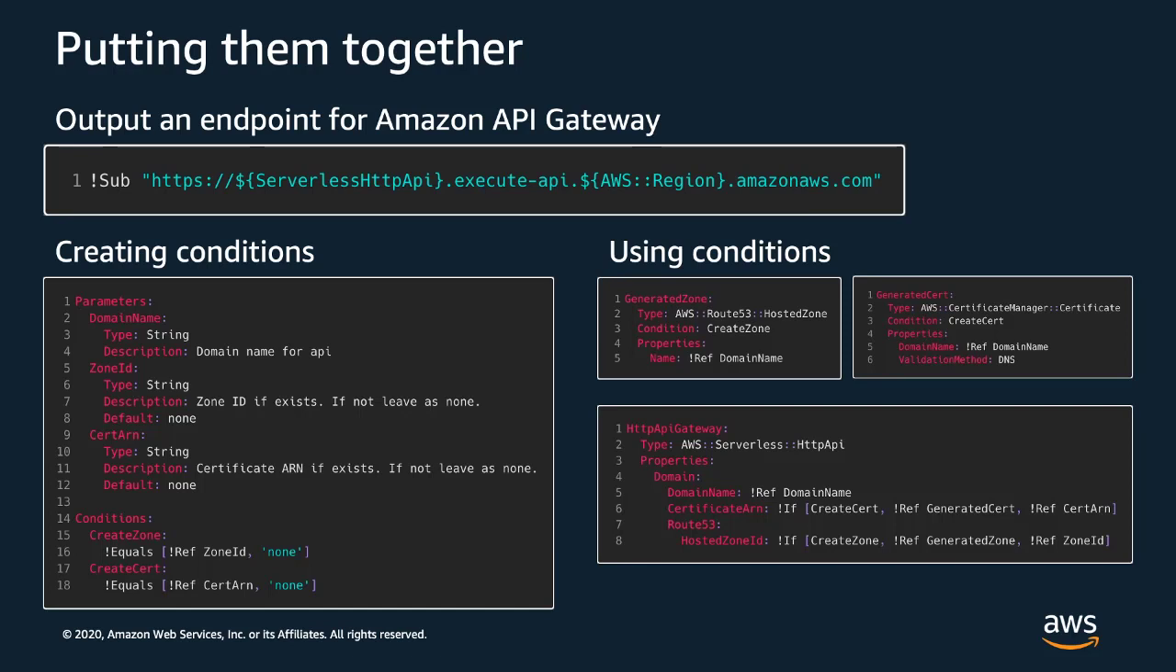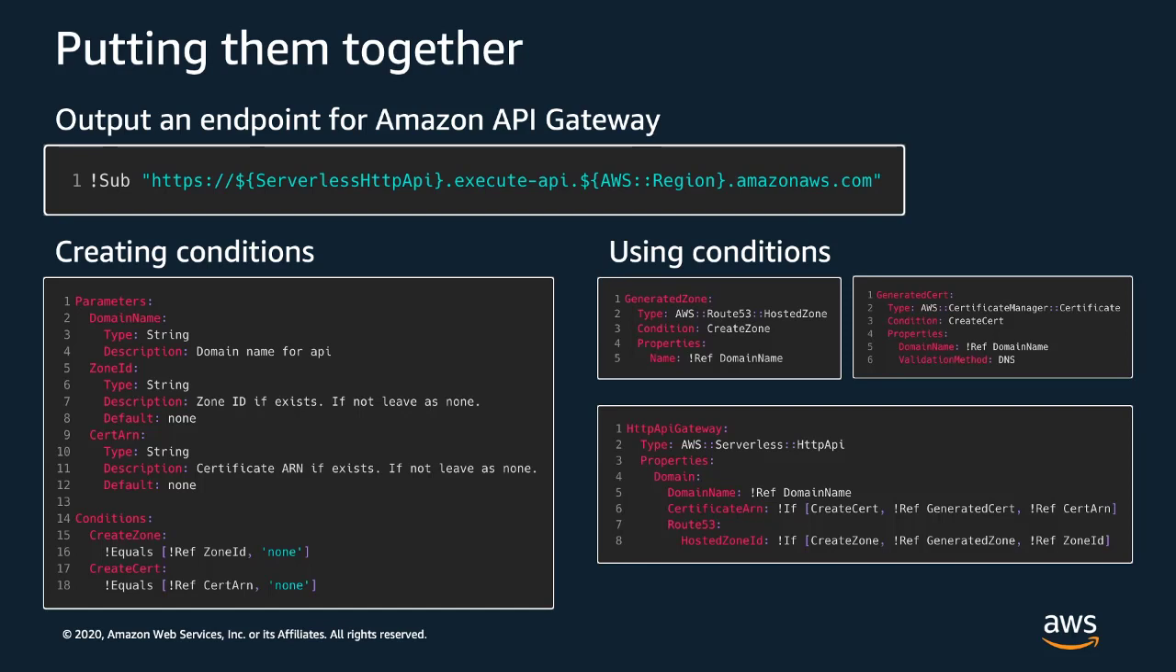And then down within the template, I can use those conditions. One example is if I'm going to generate a zone, I'm going to add a condition. I'm going to say, hey, if create zone is true, then generate a zone for me. And that's what happens here. Same with generate cert. If the condition of create cert is true, then I'm going to generate a certificate. And the last one here puts that all together on HTTP API Gateway.